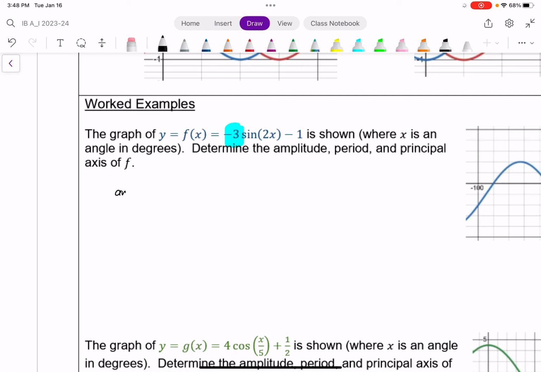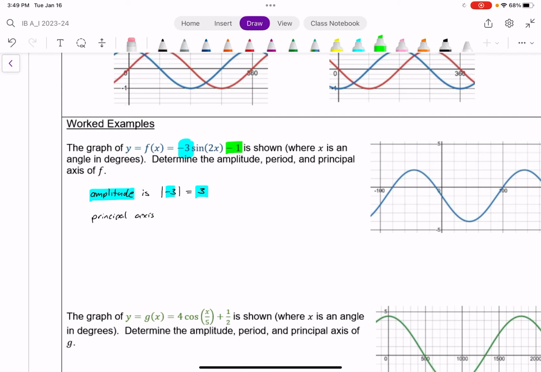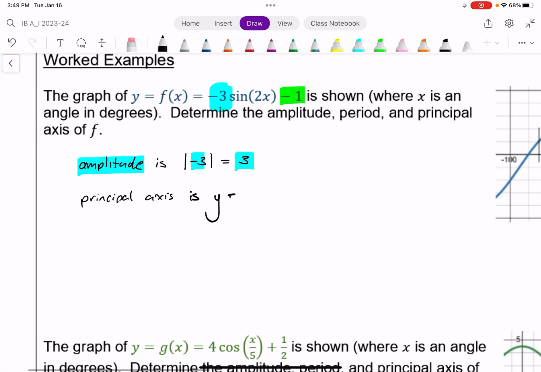And so, again, the amplitude is the absolute value of -3, or in this case, just 3. Keep in mind, amplitude is never negative. So it's always related to that value. Quite often we use a parameter of a to represent, in this case, what's -3, but amplitude is always positive. The principal axis, that is the horizontal line with which the function oscillates evenly up and down above, is the same as the constant value right here. And so the principal axis is y equals -1.